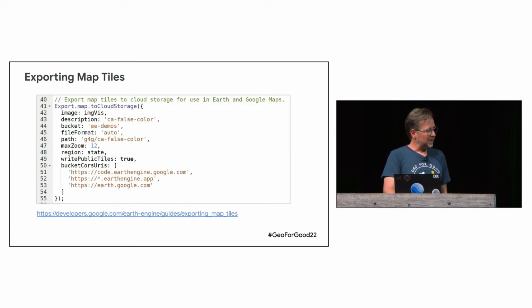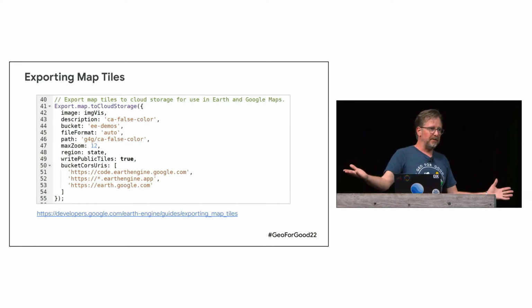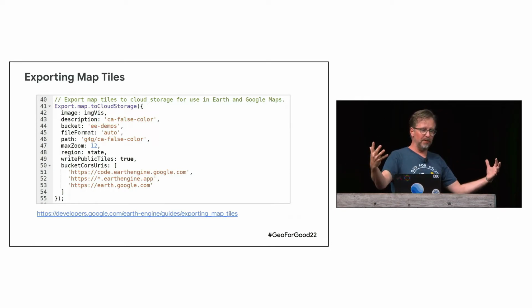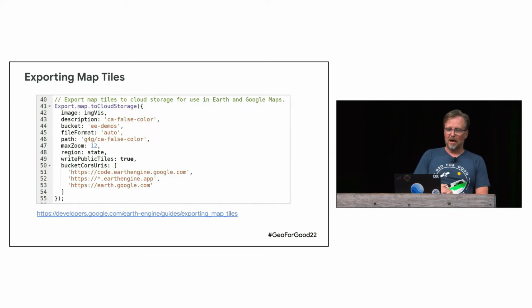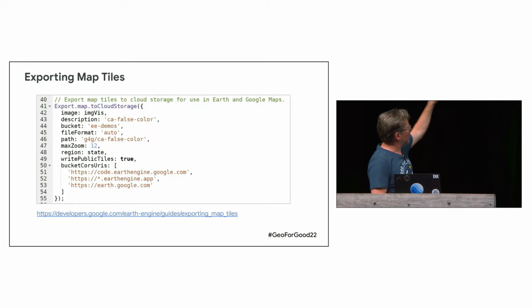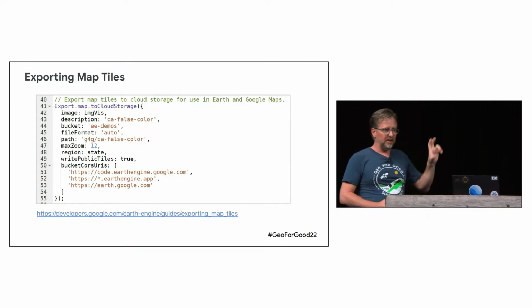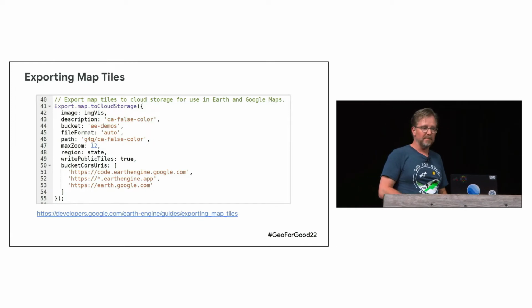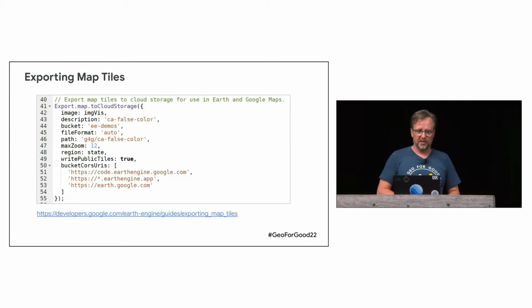All right, so let's get into the nitty-gritty here. We want to export some map tiles and bring them into Earth to create a beautiful visualization and maybe tell a story around it, something like that. So let's figure out how to do that. Here is a chunk of code from our demo that is the tile export part. And you'll see a few important things.